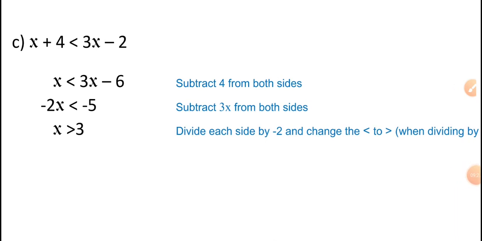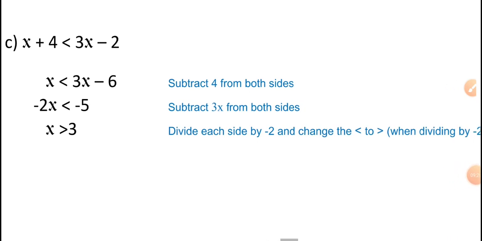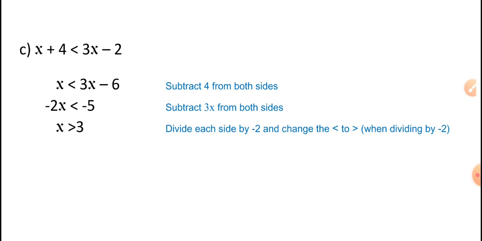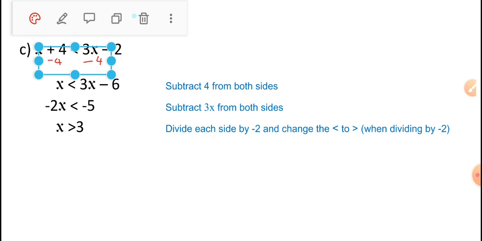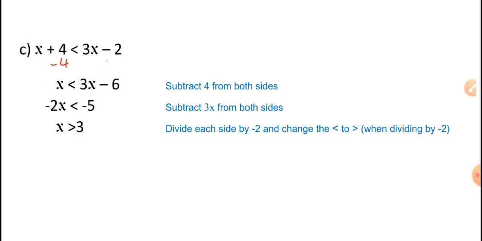So I just tidied it up so that you can see what's going on. What did we do first? We subtracted 4 from both sides, and we got x is less than 3x minus 6. So minus 2 and minus 4 give me minus 6, and the 3x gets copied down. The plus 1 and minus 4 got cancelled out, leaving just x.